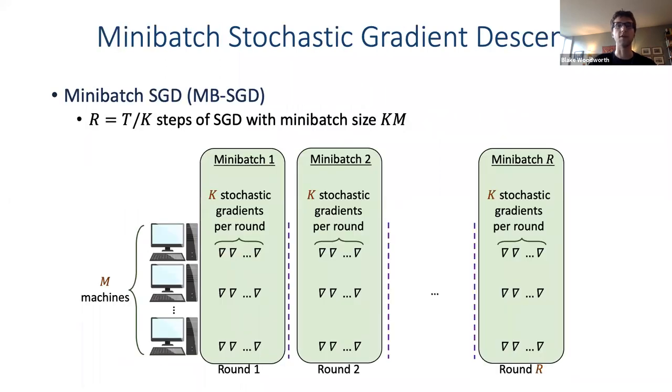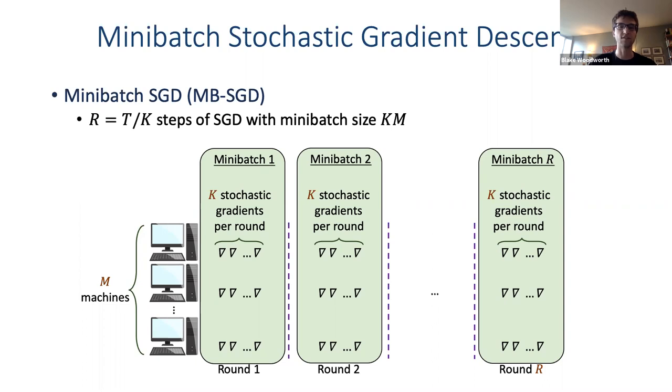In the intermittent communication setting, the simplest and I would say most obvious optimization algorithm is minibatch stochastic gradient descent. During each round of communication, each machine is going to compute a minibatch of size K. Then when the machines are allowed to communicate at the end of the round, we're going to aggregate these individual minibatches into one large minibatch of size K times M, and we're going to use this one minibatch to take a single stochastic gradient step. In other words, I'm referring to R steps of minibatch stochastic gradient descent with minibatches of size KM.